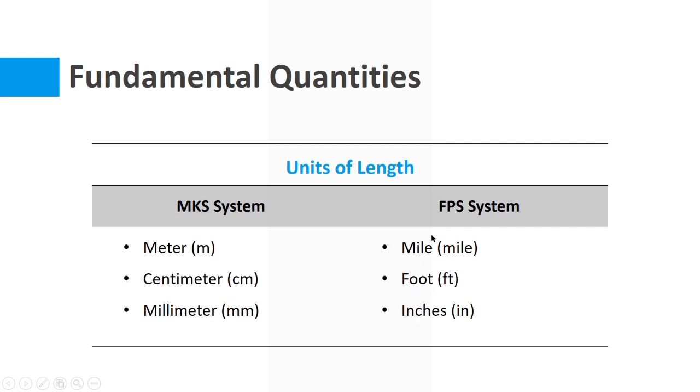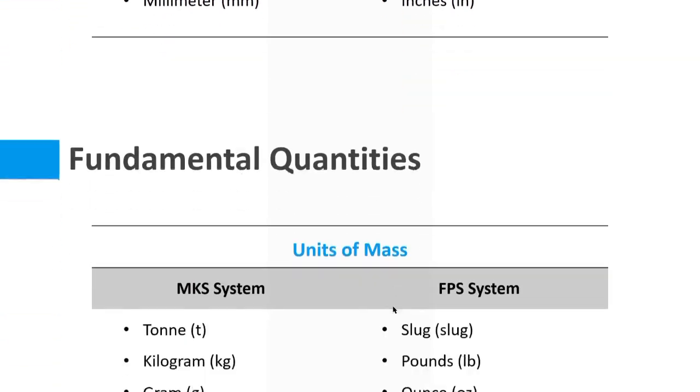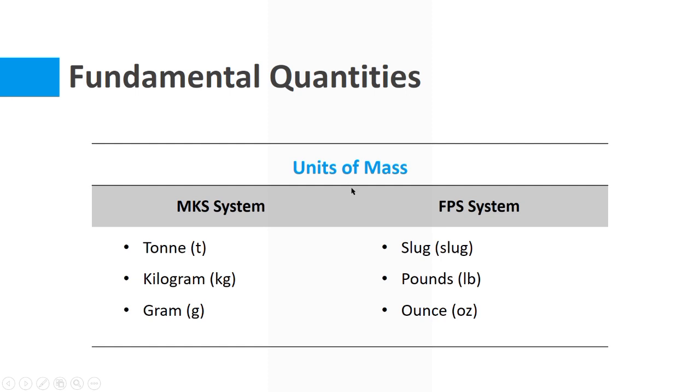If we are analyzing roads, then we use the unit of mile. And if we are analyzing buildings, beams, columns or very small objects, then we use feet and inches. The common units of mass in the MK system can be ton, kilogram, or gram, and they are actually chosen relatively.